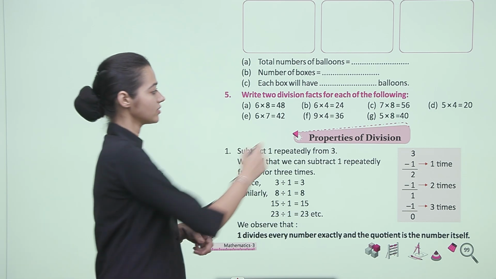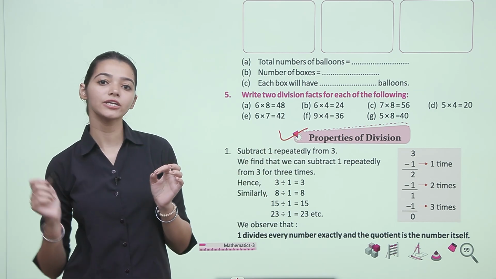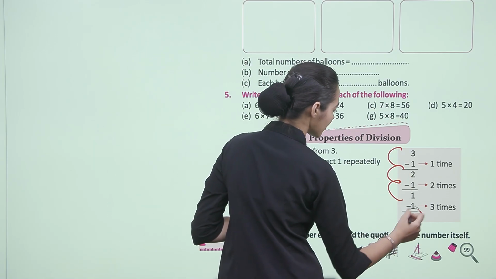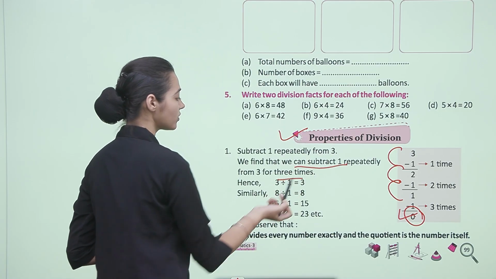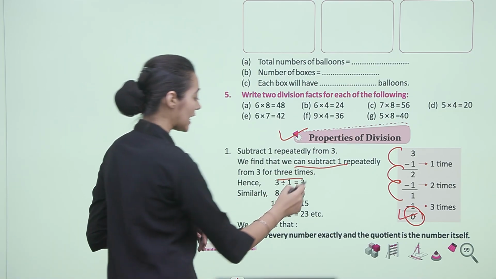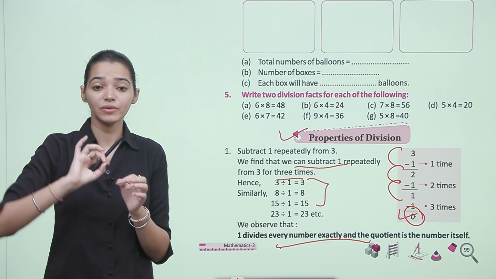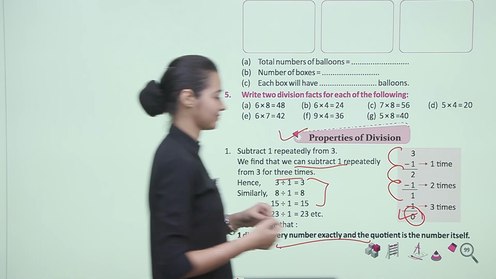Now next is our properties of division. Now subtract 1 repeatedly from 3, that means 3 minus 1 one time, second time and third time. After the third time we get 0, that means we can subtract 1 repeatedly for 3 times. Similarly, 3 divided by 1 is 3. When we divide any number by 1, then 1 divides every number exactly and the quotient is the same number itself.